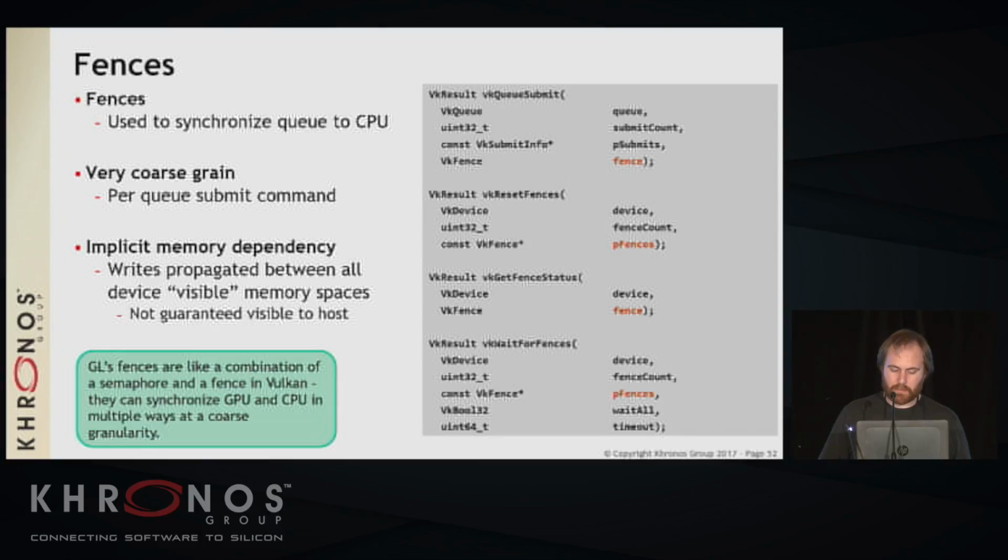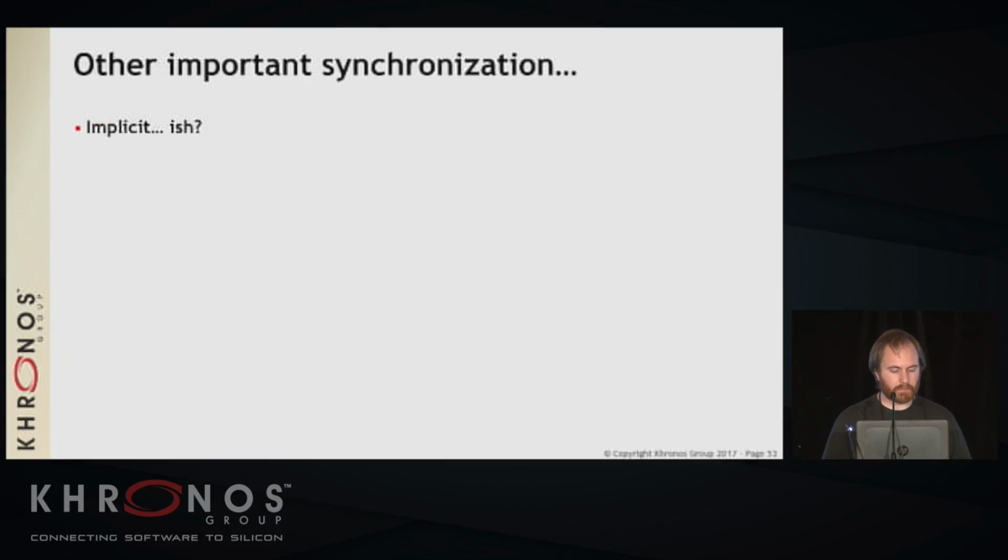So it's got the same implicit memory dependencies as semaphore. If you see it's complete, it has propagated all writes between those device memory spaces, and again, does not have any visibility on the host, despite the fact that you actually have to wait on the host for it. It does not guarantee any memory visibility to the host. You still would need a pipeline barrier event for that.